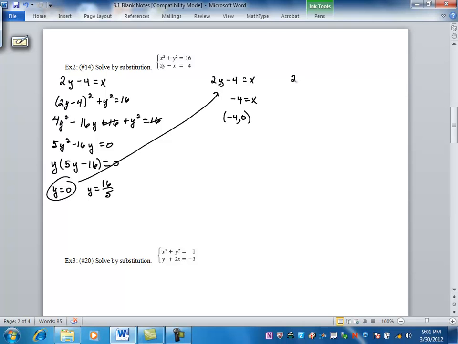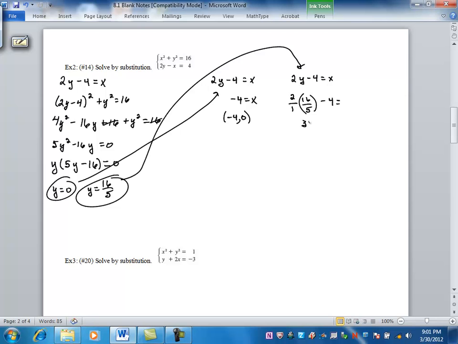And then, one more time, 2y minus 4 equals x. We're going to plug in 16 fifths. 2 over 1 times 16 fifths minus 4 equals x. So this is 32 fifths minus 20 fifths, and 32 minus 20 we know is 12 fifths. This is my x value, and so my solution here is 12 fifths, 16 fifths.